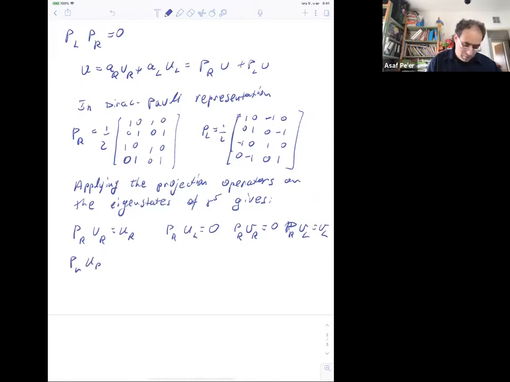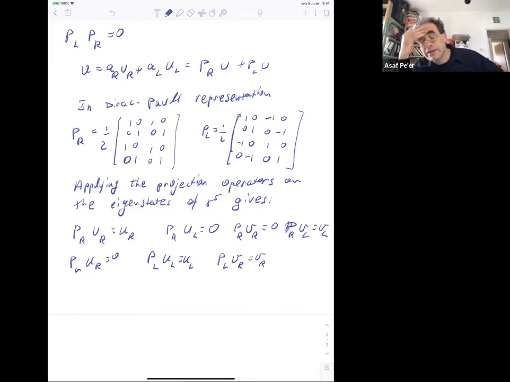P_L U_R is 0, P_L U_L is U_L, P_L V_R is V_R. Remember, V are the eigenstates of the antiparticles, and P_L V_L is 0. This is just basic algebra. There's nothing really to worry about here.